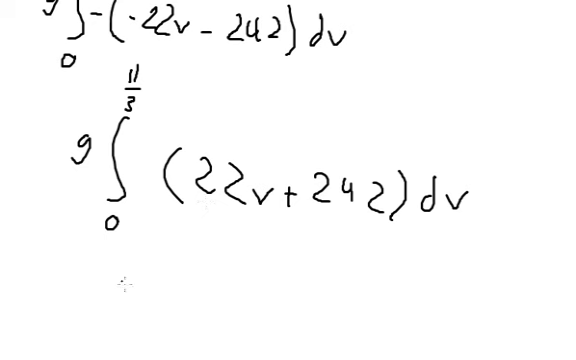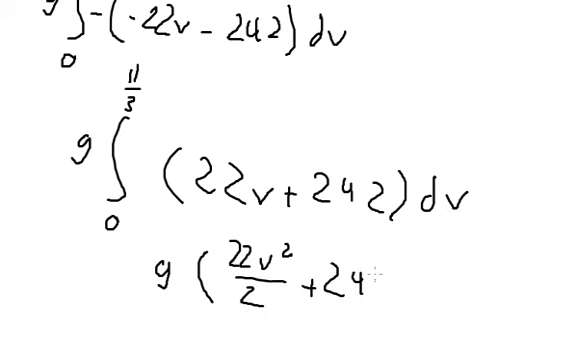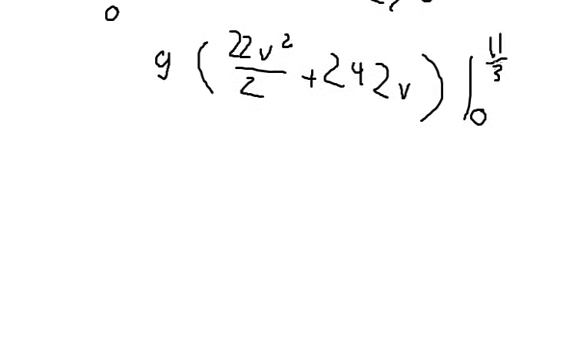And now we can get the final answer. We put 11 over 3 here, and 0 here and here. And we have 9,317. And this is the final answer.